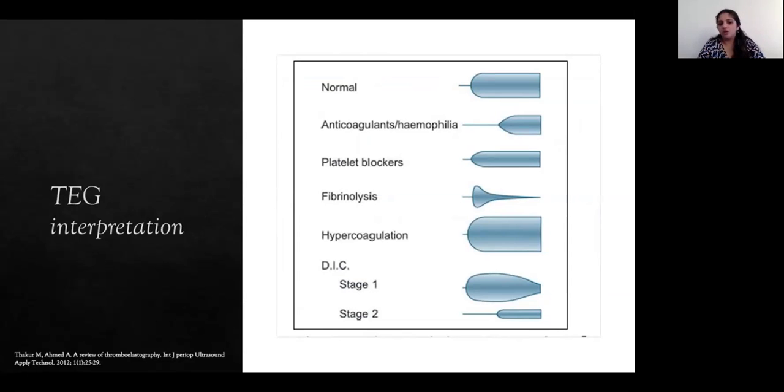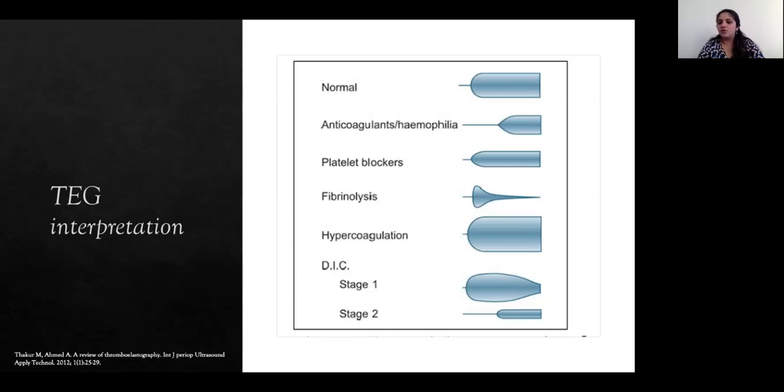So a normal TEG, or normal coagulation in your body, should look like the very top figure, where you have a nice, brief R time, and then your angle, or the rate at which the clot is forming and stabilizing, is very smooth, and it reaches nice maximal strength and stays the same for a long period, and then eventually tapers and your clot starts lysing.